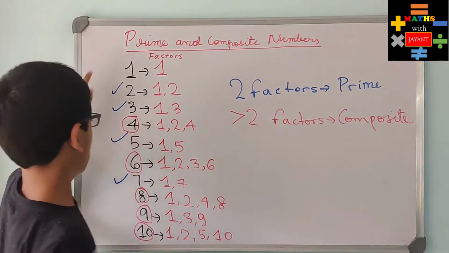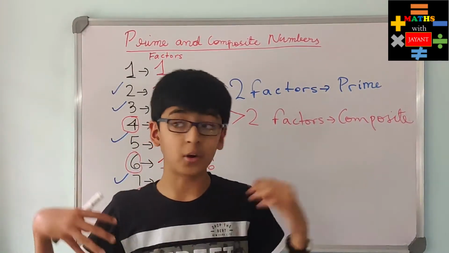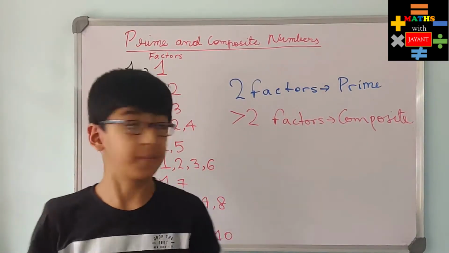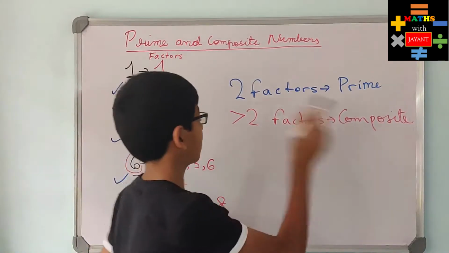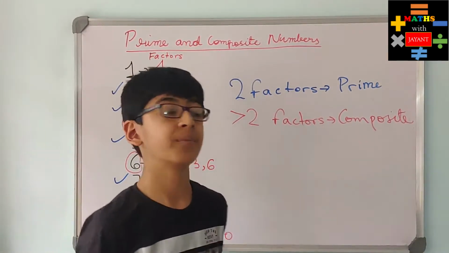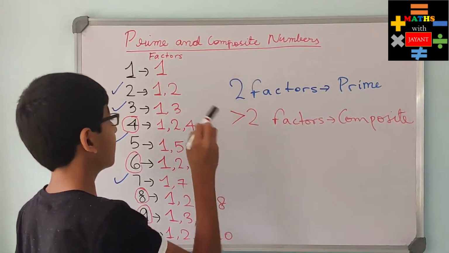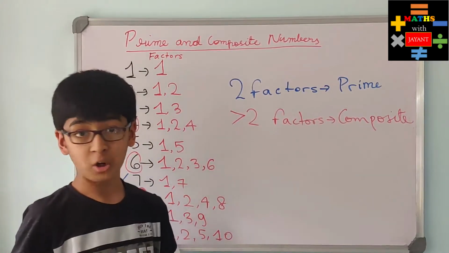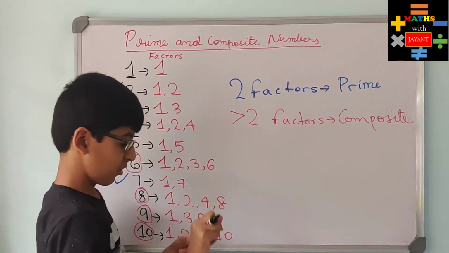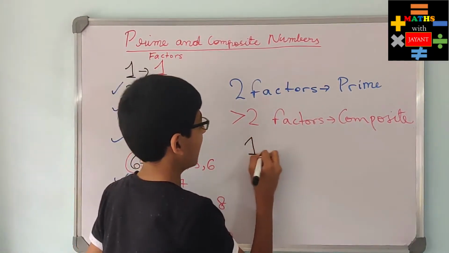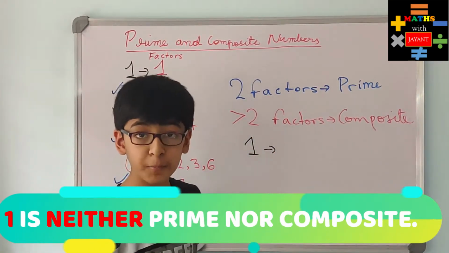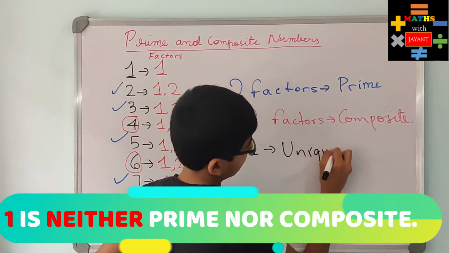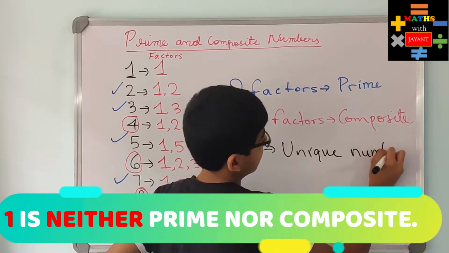So what is 1? Is 1 a prime number? Is 1 a composite number? Is it both of them or is it neither of them? So let's see. 1 has 1 factor, but a prime number should have 2 factors. So it is not prime. And a composite number should have more than 2 factors, and this has just 1 factor. So it is definitely not composite. So what is it? So the thing is that 1 is neither prime nor composite. It is just said to be a unique number because it is neither prime nor composite.